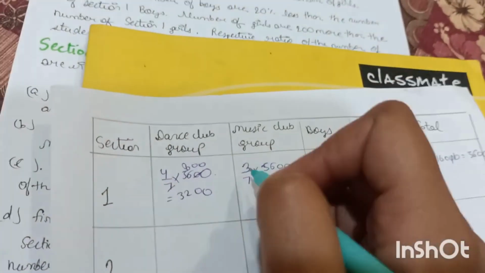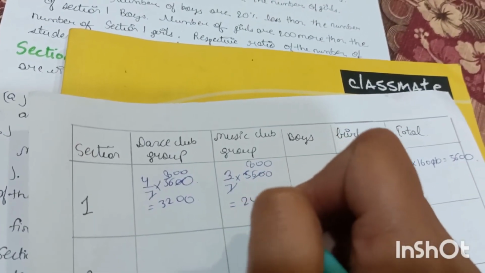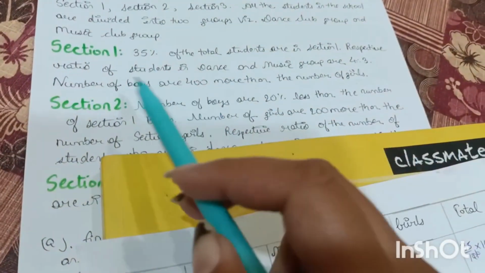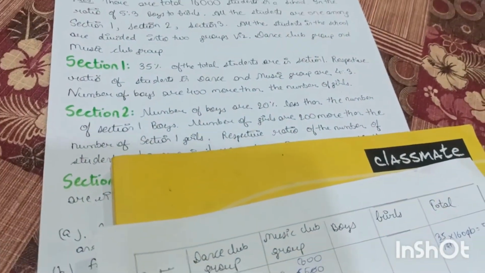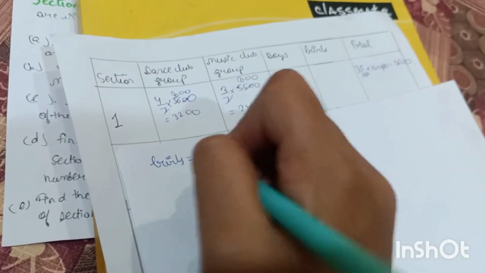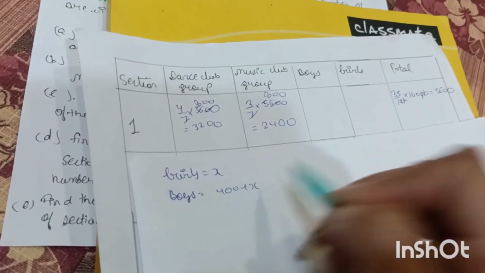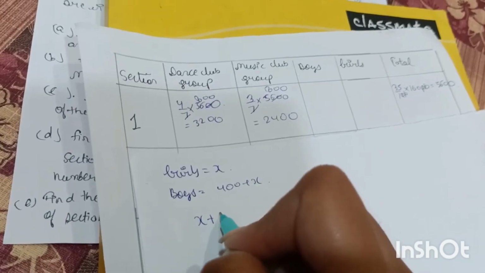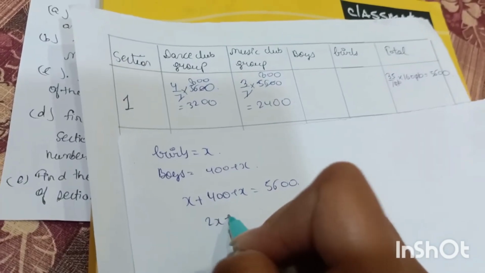And for here, so when you will solve it out, you will get the value as 2,400. And you can see number of boys are 400 more than number of girls. So let's see. So let girls be x and boys are 400 more. So 400 plus x. Okay, so now let's make girls plus boys equals to total number is given 5,600. So when you solve, you'll get like this.